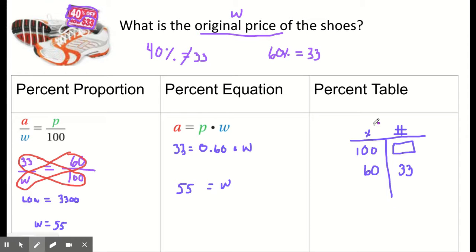All right, so to find the constant of proportionality on this one, I'm going to divide 33 by 60. And I get 0.55. So going from the percent side to the number side, I'm going to multiply by 0.55, and I get 55.